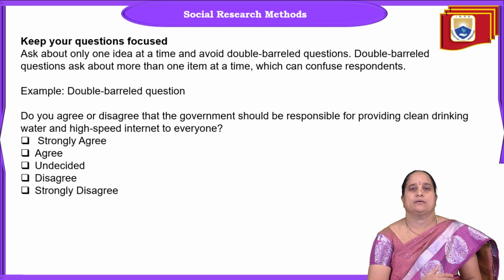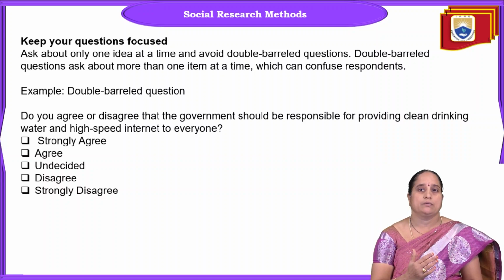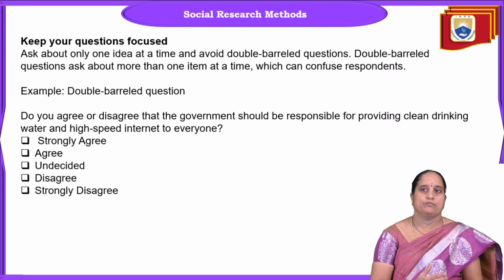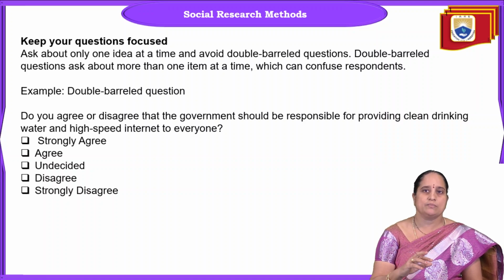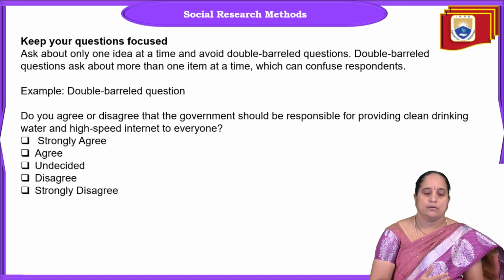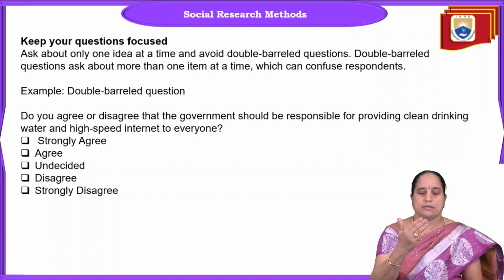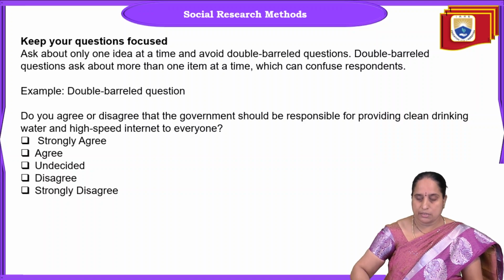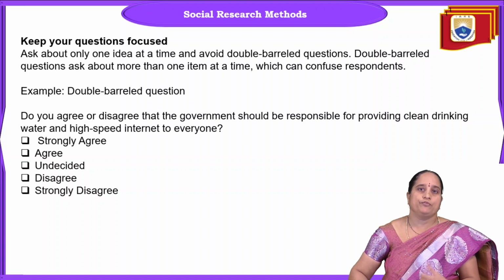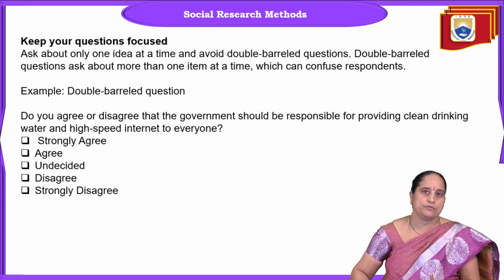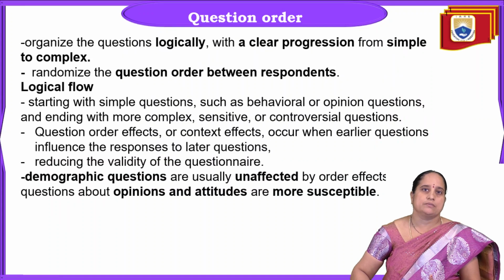For example, do you agree or disagree that the government should be responsible for providing clean drinking water and high speed internet to everyone? It leads to some sort of confusion. One way you are asking about clean drinking water, the other way you are talking about high speed internet. Then you are giving a 5-point Likert scale with 5 options. That leads to some kind of confusion among the respondents. That type of question is known as a double-barreled question.